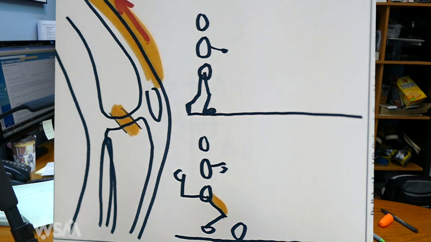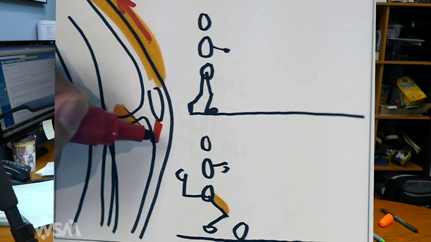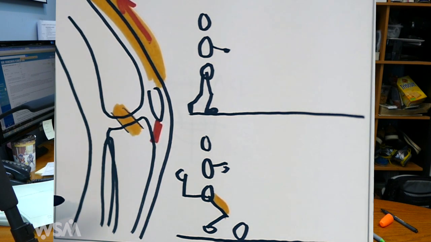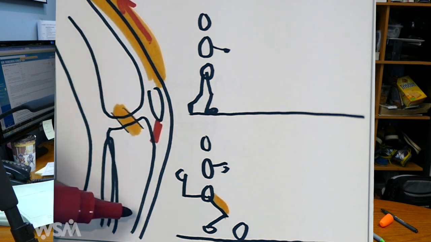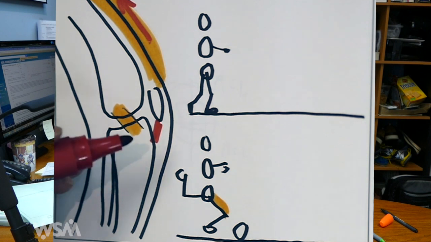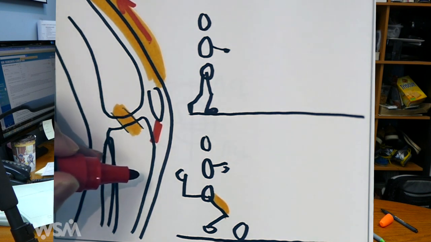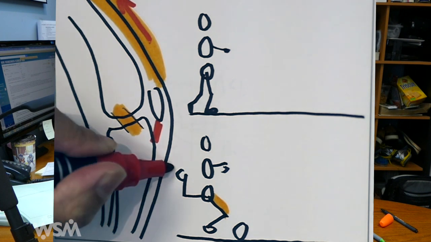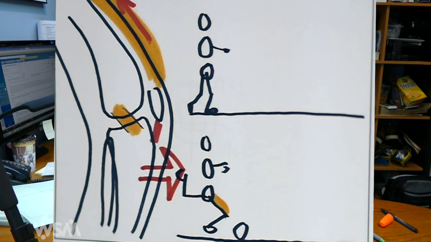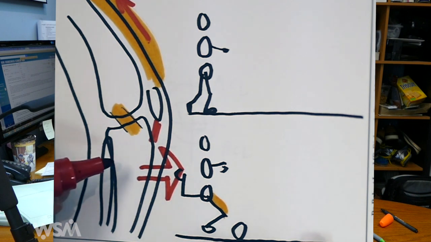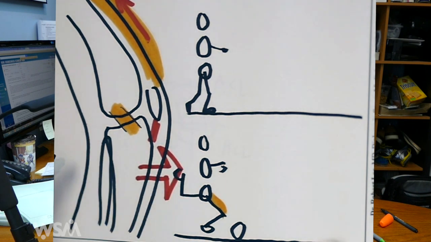So I'll draw in a patella tendon, and when you have that angle forming here, when you stop suddenly, what happens? You literally cause the tibia, the lower leg bone, to shift forward like that. And what stops the tibia from literally dislocating forward is your ACL.